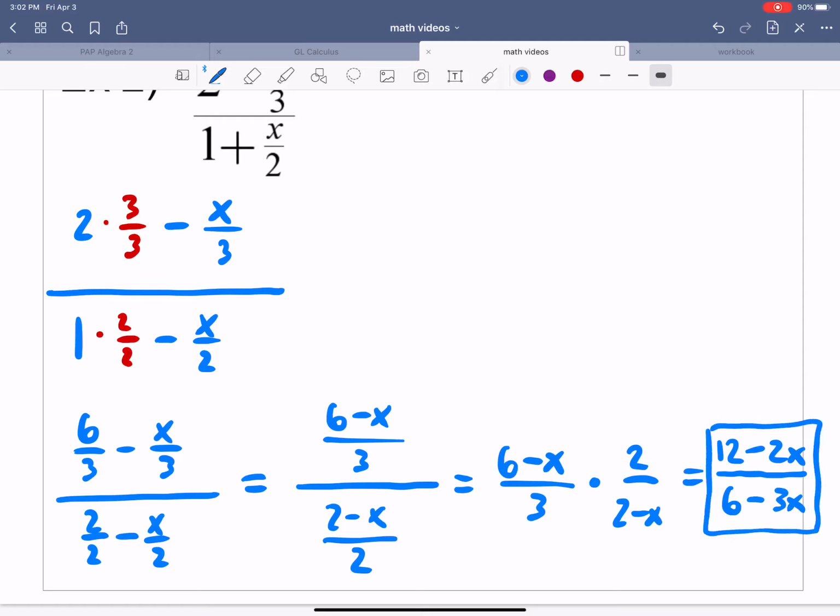Final answer. Again, just like on the last problem, don't take the bait. Don't see this 12 and the 6 and think, oh, I can reduce that to 2. No, you can't. You can't pick part of an addition or subtraction problem to cancel or to eliminate. You have to do all or nothing. So you can't just isolate the 12 and the 6. It's a package deal. You've got to do everything on the top and everything on the bottom. So 12 minus 2x all over 6 minus 3x.